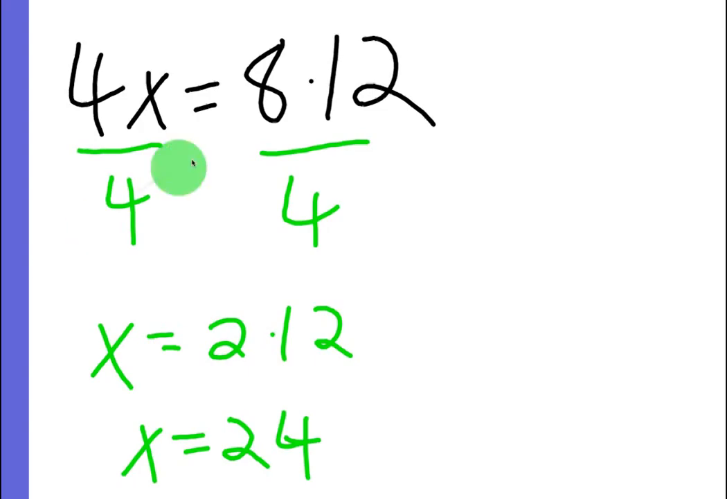All right. Without having to multiply 8 times 12, we can actually just divide by 4 first to get x by itself. That will cancel the 4s on the left-hand side. And this is example 1 again. So we got x equals 2 times 12, and that's because 8 over 4 reduces to 2. And then 2 times 12 equals 24. That's going to be our answer for this one.